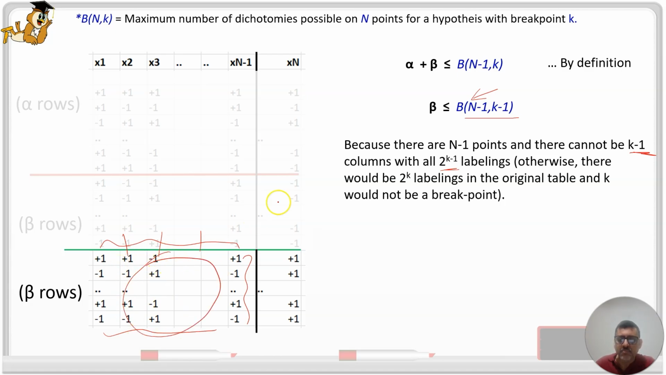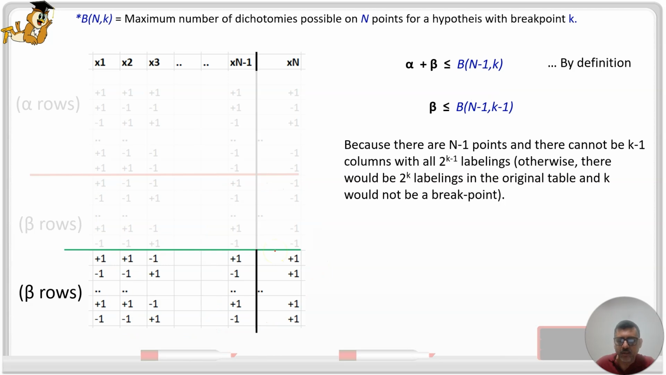Why is that? Because if you had k minus 1 columns here which had all 2 to the k minus 1 labelings, by adding the nth point for which both labelings are available, we said for the nth point over here in this group, xn can be plus 1 as well as minus 1, both. You would, in this bigger table, have k points, the kth point being this one, such that all 2 to the k labelings are possible. Right? I'll repeat this argument.